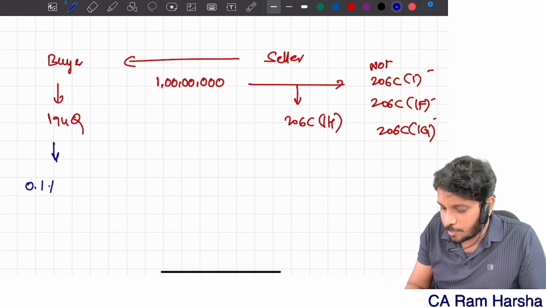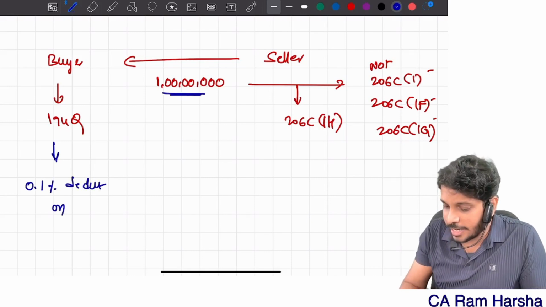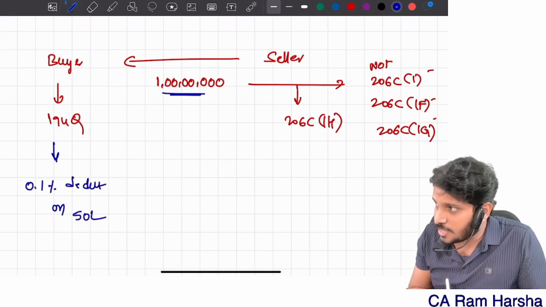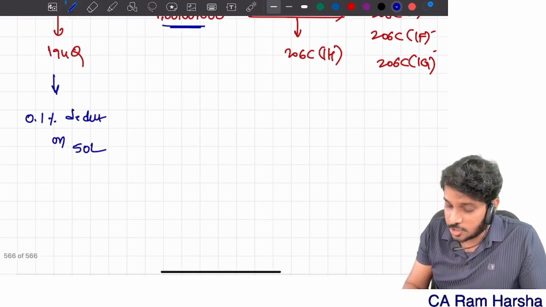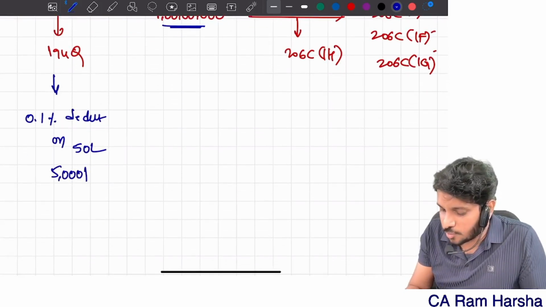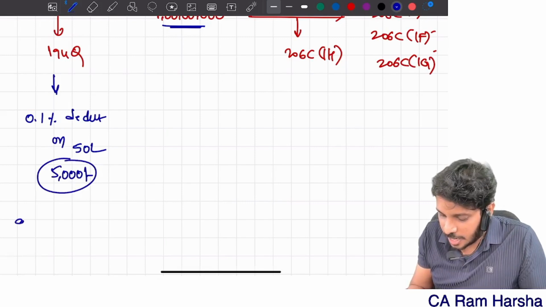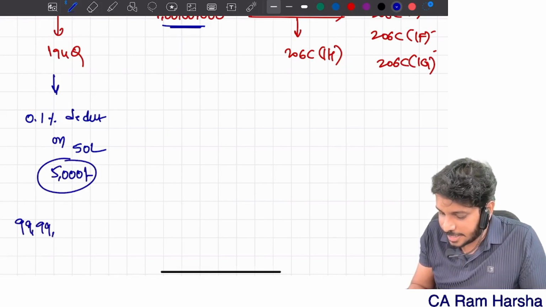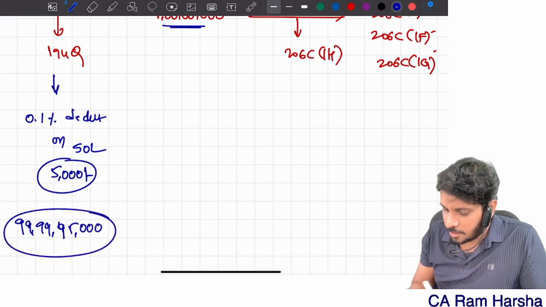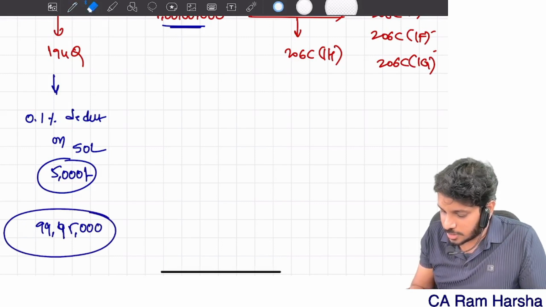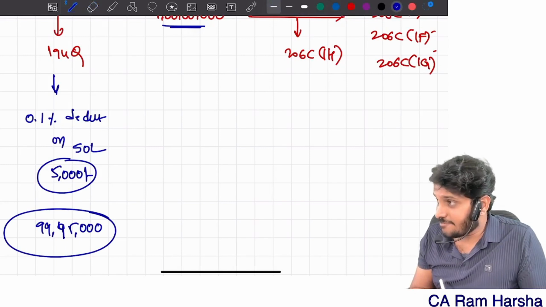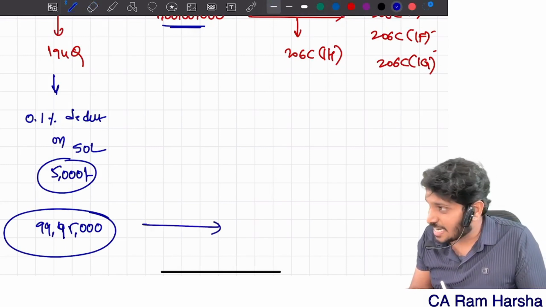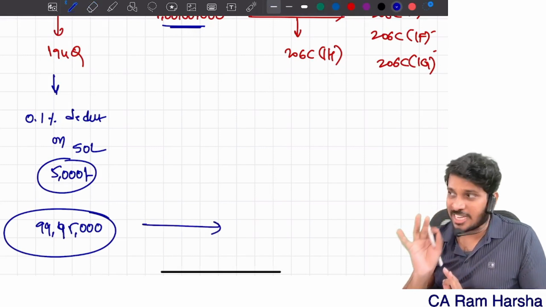194Q says deduct 0.1%. Yes or no? Deduct on 1 crore, right? But only on 50 lakhs you will deduct. Up to 50 lakhs you don't deduct. 0.1% on 50 lakh means what? 5,000, which means after deduction, 99 lakh 95,000, correct? 99 lakh 95,000 you should pay to the seller. This is what the 194Q section says.